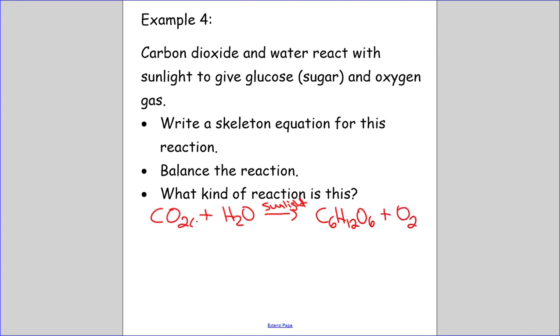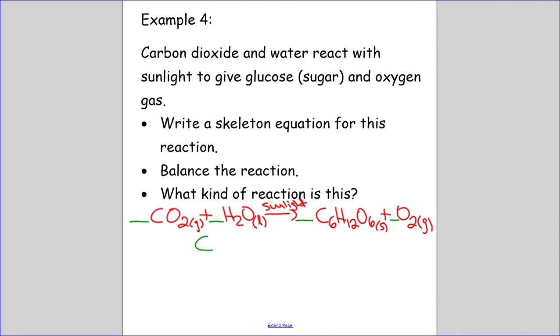If I want to add in my state changes here, carbon dioxide's a gas, water is a liquid, sugar is a solid, and oxygen gas, it's a G for a gas. Now I can only add numbers in the front here, remember, so numbers can only show up in the front place of each of them, because now I need to try to balance this.